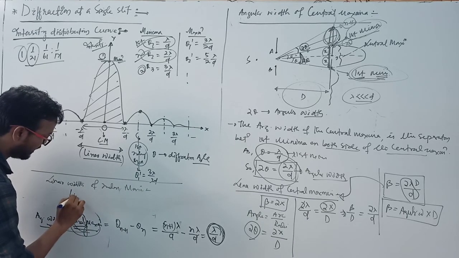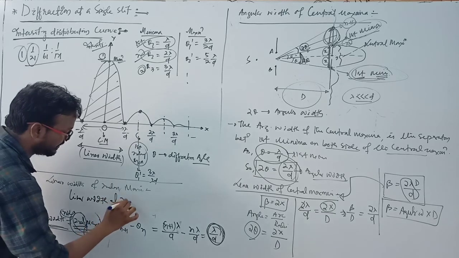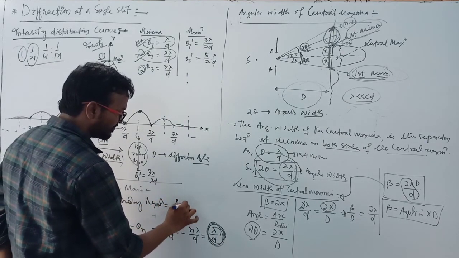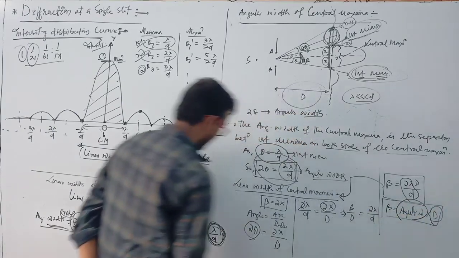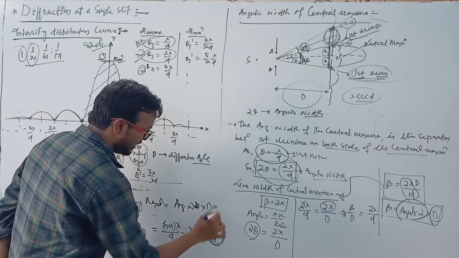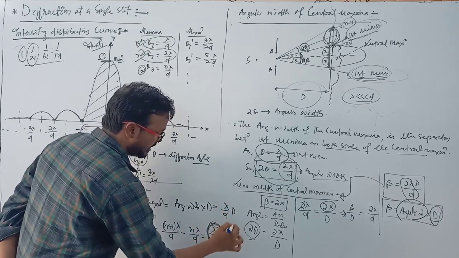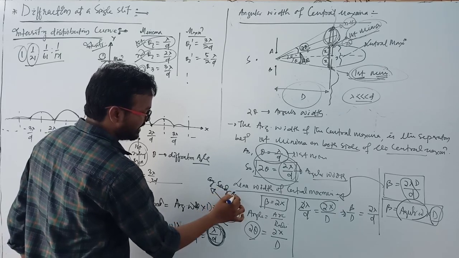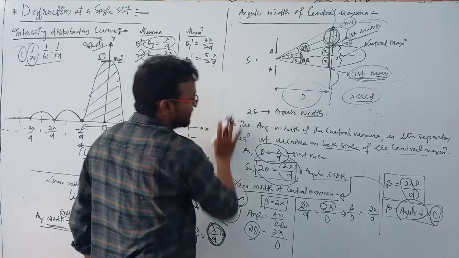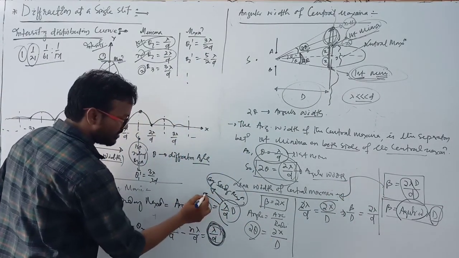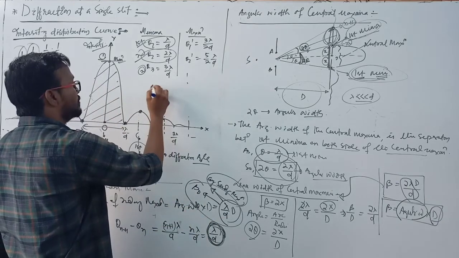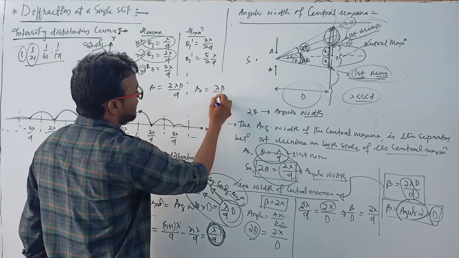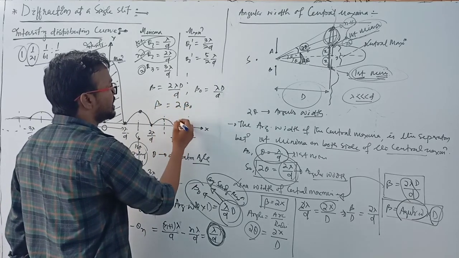Linear width of secondary maxima, because this value is constant for each, we can write angular width into D. The angular width is lambda by d, and into D, this relation. Clear? This is the width of any secondary maxima. If you compare with the central maxima, where beta equals 2 lambda D by d, and suppose this is beta naught, beta naught equals lambda D by d, so beta equals 2 times beta naught.